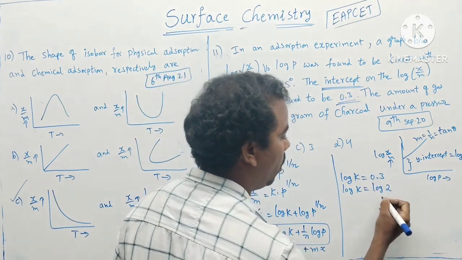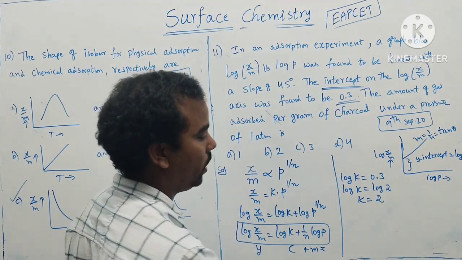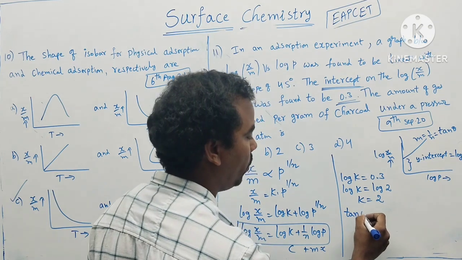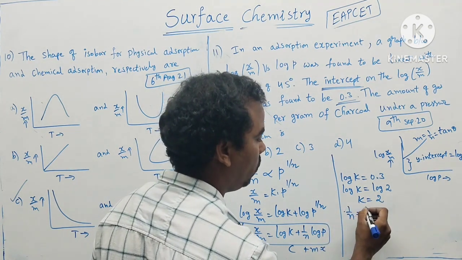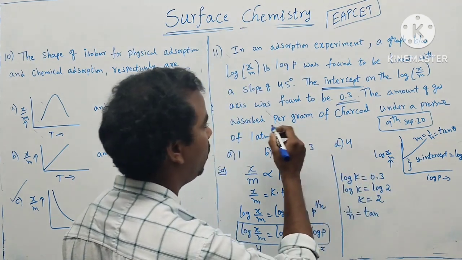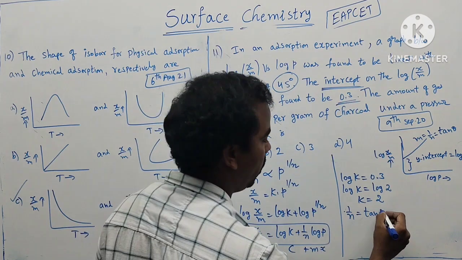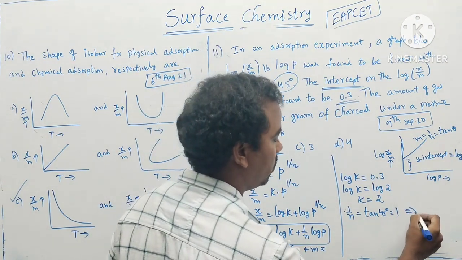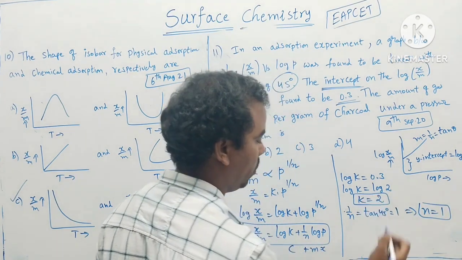So log 2 value is 0.3010. That means k is equal to 2. So next, tan theta is equal to 1 by n. 1 by n is equal to tan theta. What is the theta value here? Theta value is 45 degrees. So tan 45 degrees means 1. So that implies n is equal to 1. So k is equal to 2, n is equal to 1.